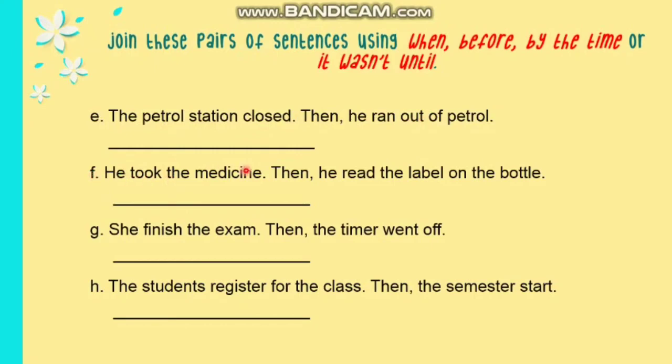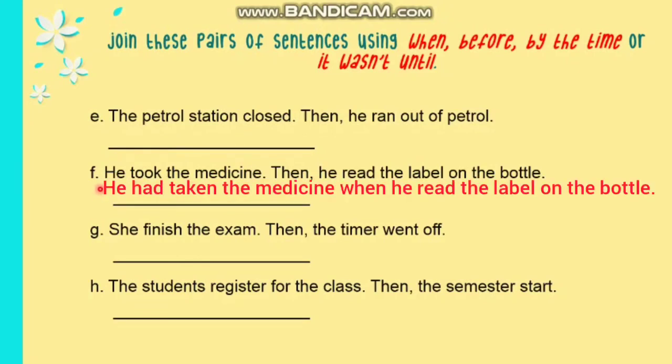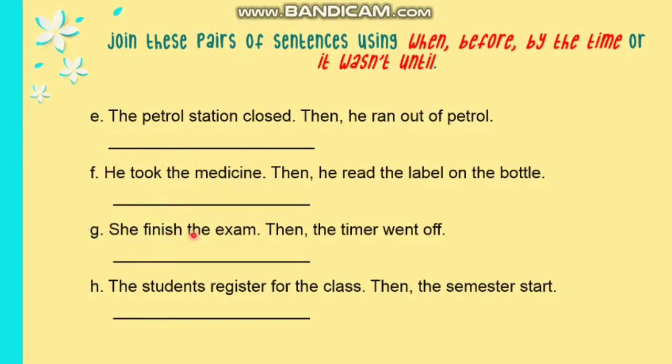And then he took the medicine, then he read the label on the bottle. First event is this one, maka he had taken the medicine, then he read the label, when he read the label on the bottle. Then next, G, she finished the exam, then the timer went off. Dia menyelesaikan ujiannya, kemudian waktunya sudah habis. So it becomes, she had finished the exam before the timer went off. Jadi yang pertama terjadi adalah yang ini ya.